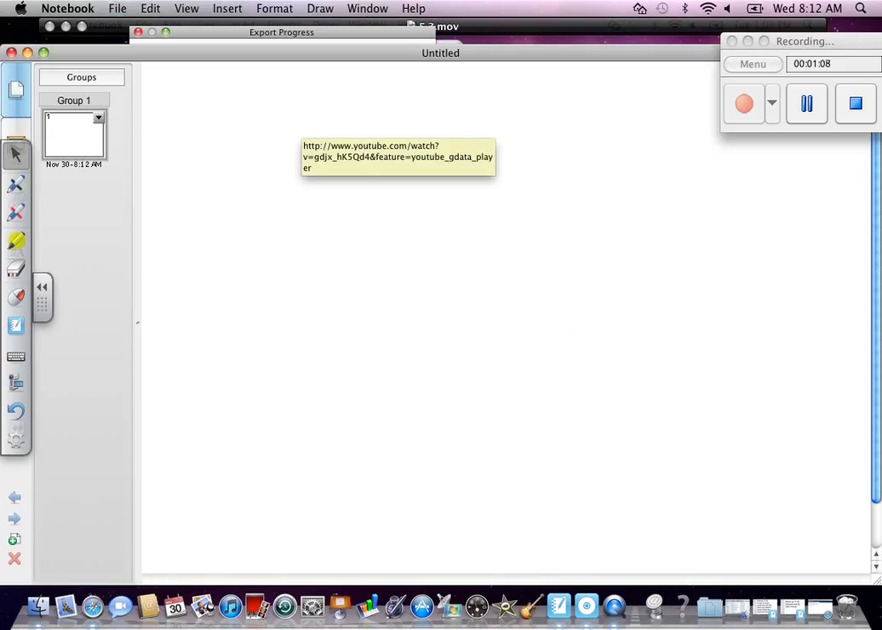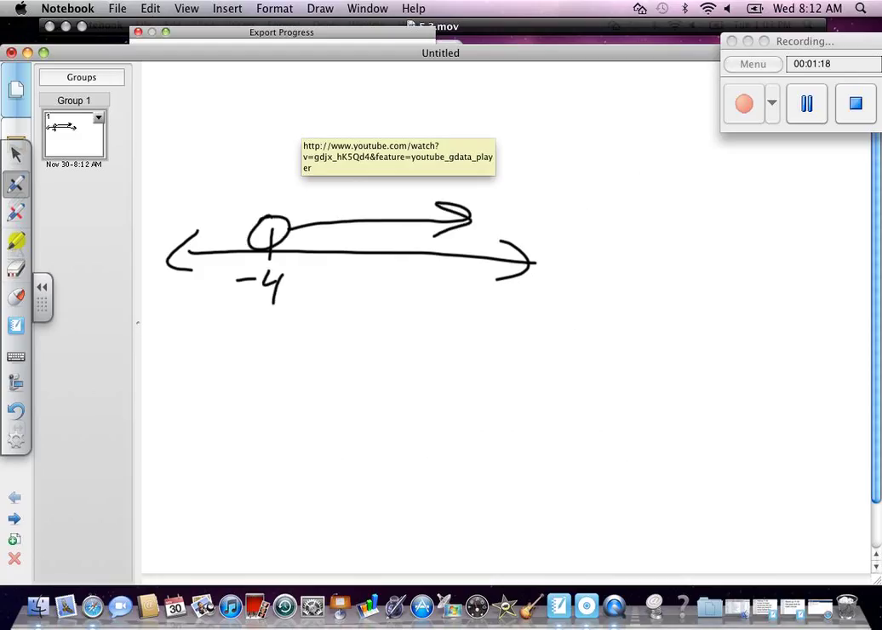So we see an open circle over what number? We see an open circle over -4 with a line pointing to the right. So we know we're going to have something with x and -4. x is bigger than -4. Why is it not greater than or equal to? Because it's not closed.